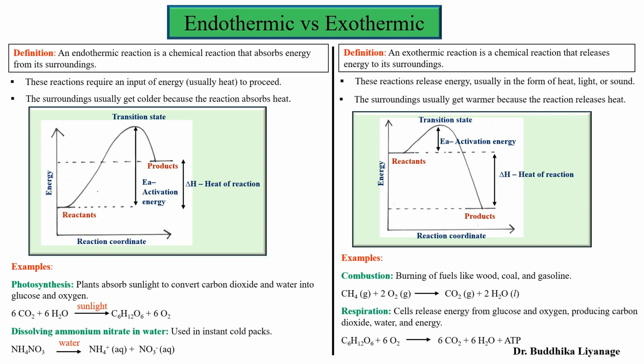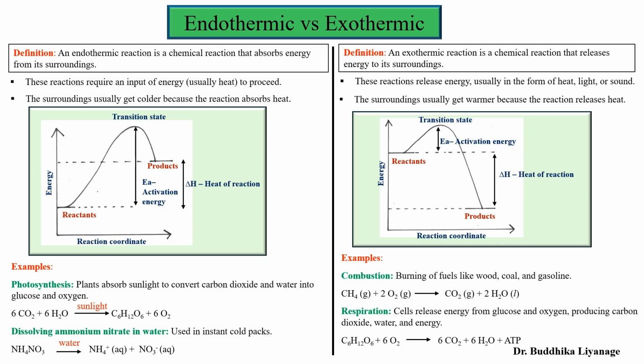Examples. Combustion reactions are exothermic reactions, heat released. For example, methane combustion is given here. Next, the respiration reaction. Cells release energy from glucose to produce carbon dioxide and water plus energy as ATP. So this is another example of an exothermic reaction, energy released to the surrounding.